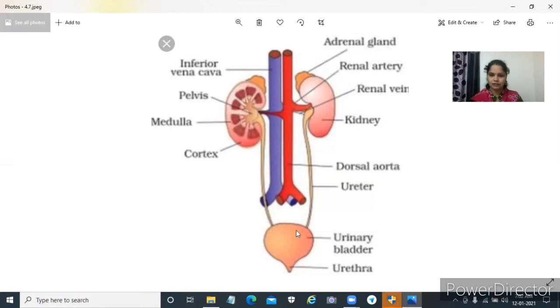At the base of the urinary bladder, there is an opening of 2 ureters, while at the apex there is a single opening, the urethra. It is a pear-shaped gland. Now this part is related to the urinary bladder, and it is a temporary storage of the urine.